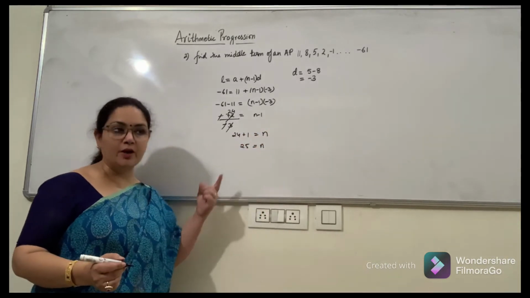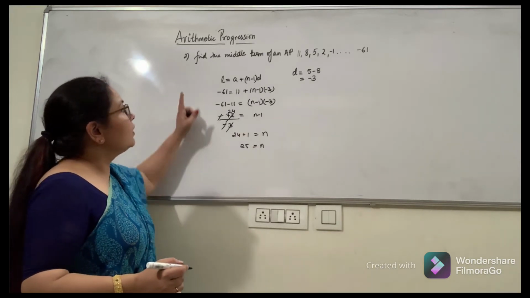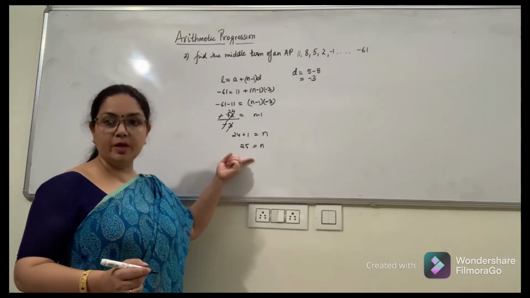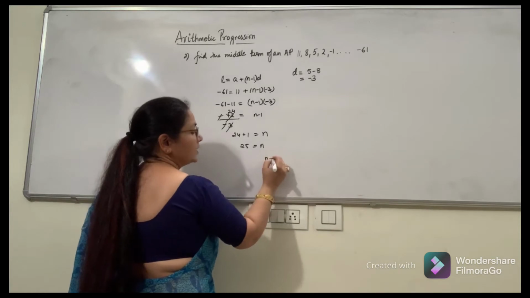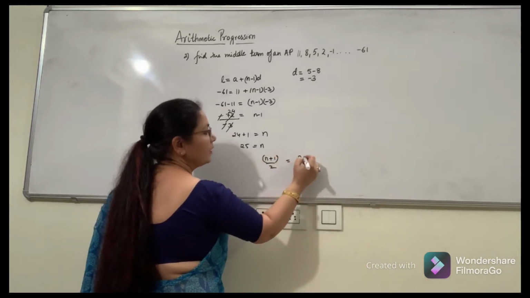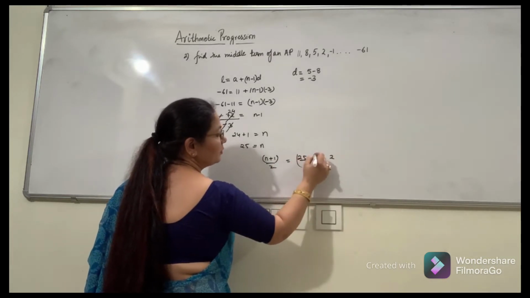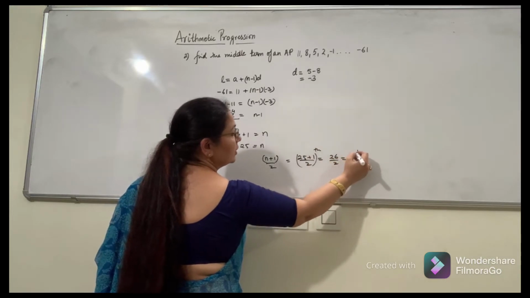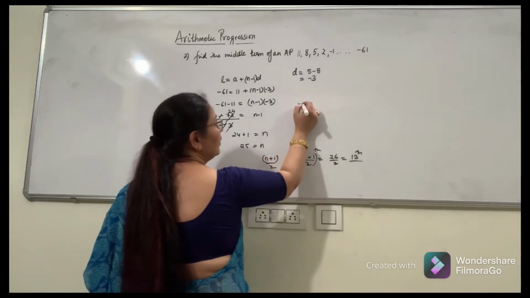Now we have found how many terms there are, so we have to find the middle term of the AP. How will we find it? If the number of terms is odd, we add 1, so (n plus 1) divided by 2 will be the middle term of the series. So 25 plus 1 divided by 2 is 26 divided by 2, that is 13. So the 13th term of the series is the middle term. Then we'll calculate the 13th term.